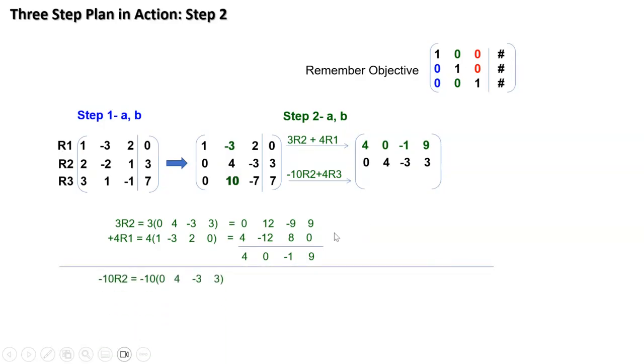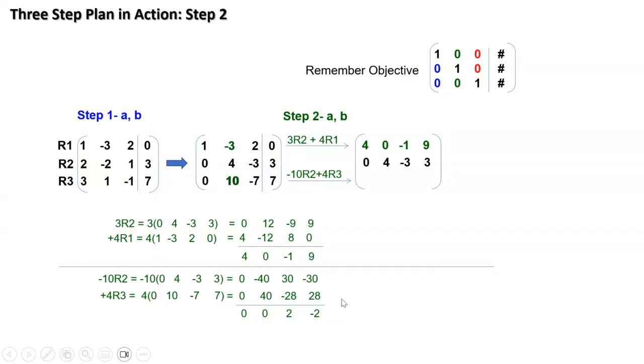Now, I'm going to do the second step, part B of step 2. Negative 10 times row 2 will give us negative 10 times 0 will give us 0. Negative 10 times 4 will give us negative 40. Negative 10 times negative 3 will give us 30. And negative 10 times positive 3 will give us negative 30. In similar fashion, if I multiply 4 times all the terms there, it's going to give us 0, 40, negative 28, and 28. If we add them, we get 0, 0, 2, negative 2.